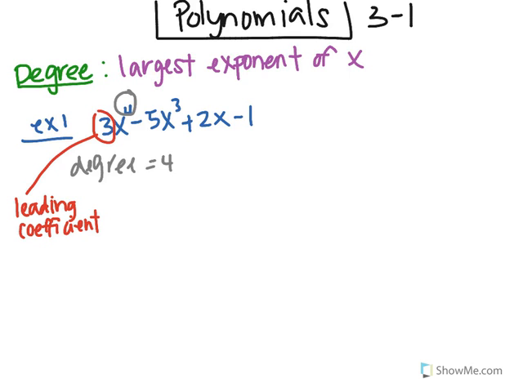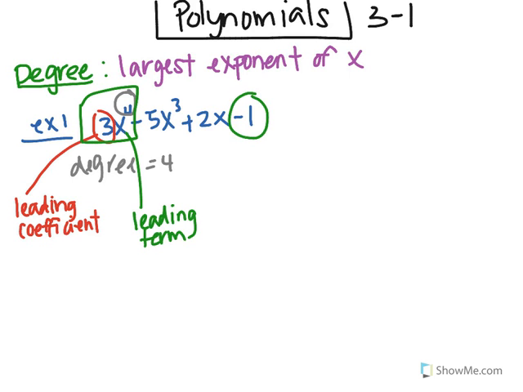We also have a leading term, so this would be our leading term. So it's the whole thing with the numbers and the x's. And last but not least, we have the constant term. So the constant is the number that doesn't have an x.